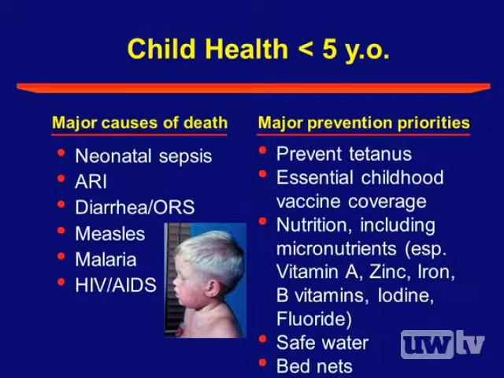For child health, the major causes of death are pretty much all infectious diseases. Neonatal sepsis, acute respiratory infection, diarrhea, measles, malaria, HIV, AIDS. And hence the major prevention priorities are infection related. So preventing tetanus by immunizing the mother, childhood vaccine coverage, nutrition, especially the micronutrients that have an impact on some of them on infectious diseases, safe water and bed nets, pretty much targeting infectious diseases.